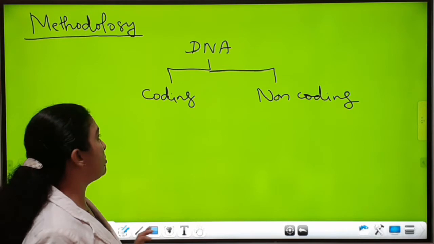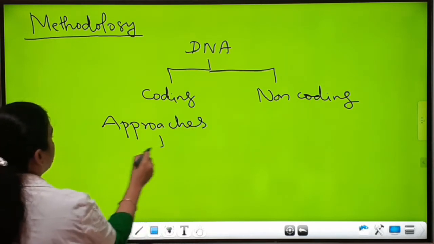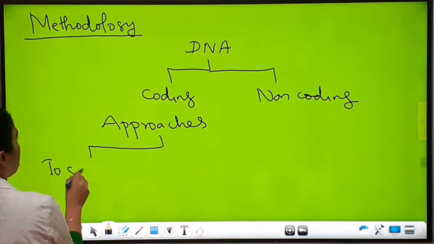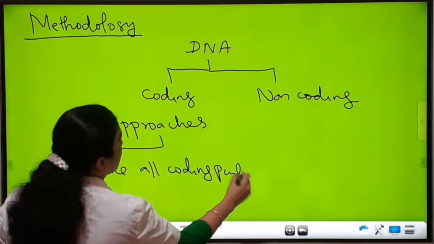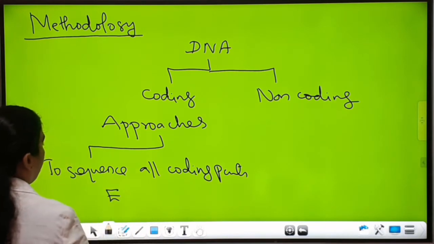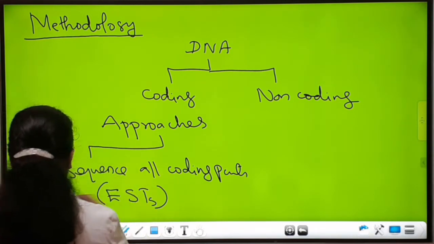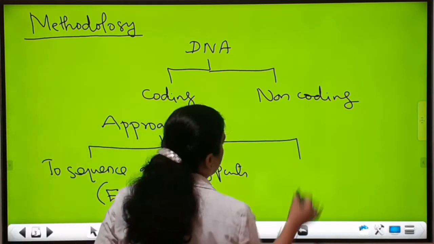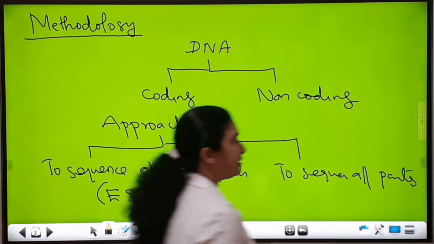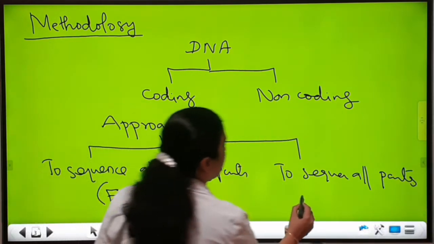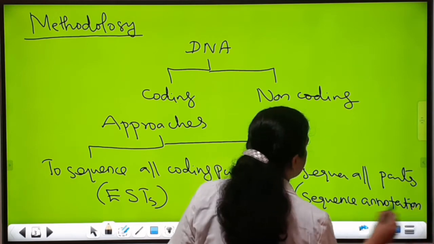And there were two approaches. The first approach is to sequence all the coding parts of the DNA, and that is known as expressed sequence tag, EST. The second approach was to sequence all the parts, that means the coding and the non-coding parts of the DNA, and that is called sequence annotation.